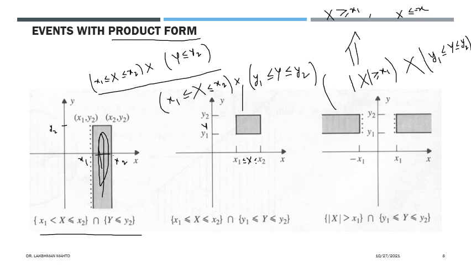If x is negative, then x would be less than negative of x1. So it is talking about it this way. I just put this in a single, unique format. So that is the event.